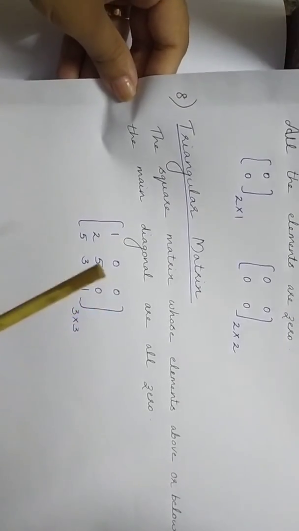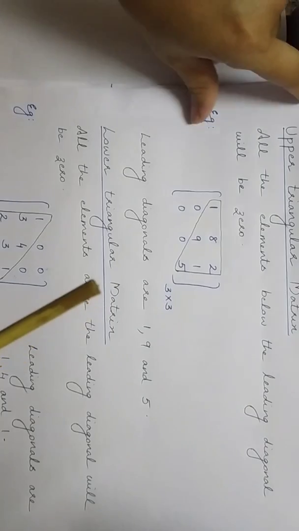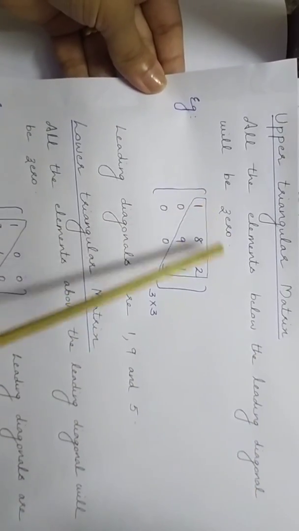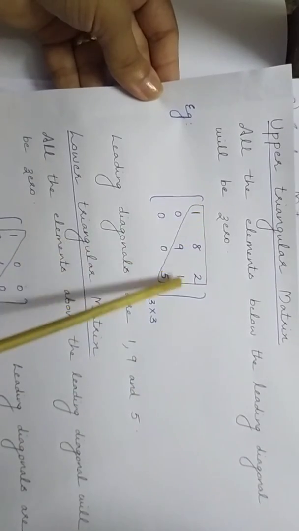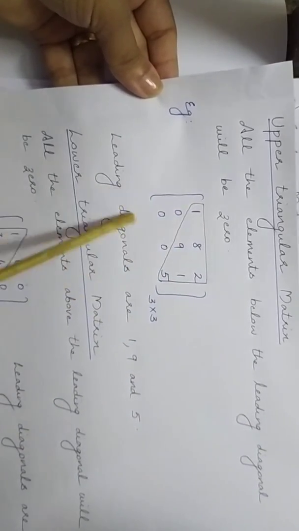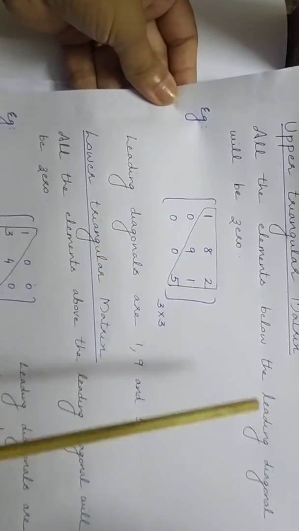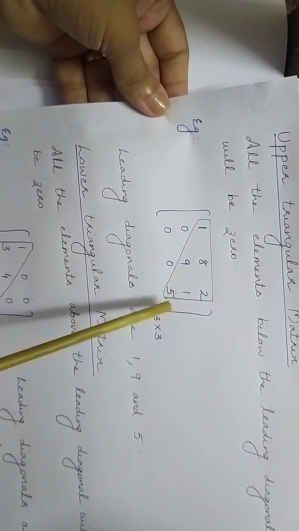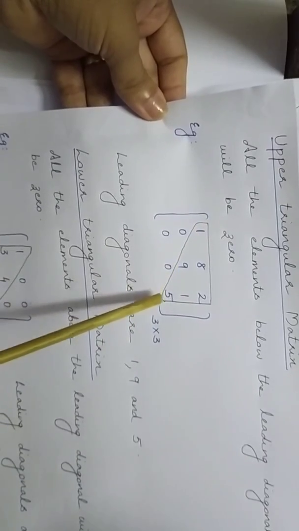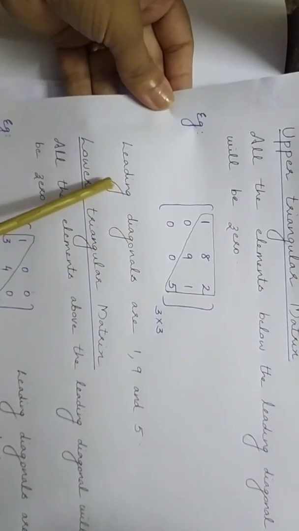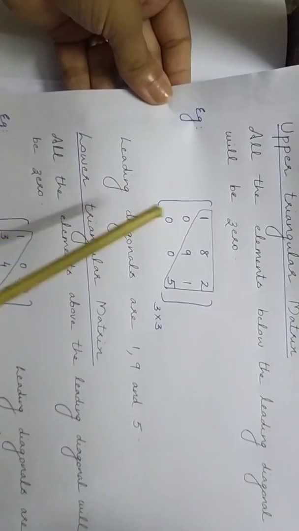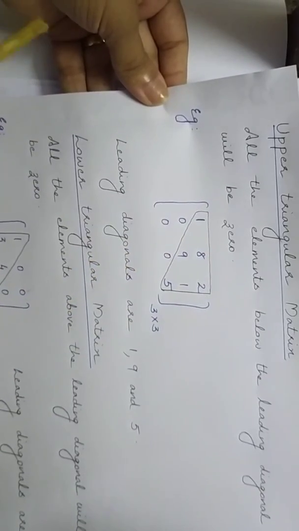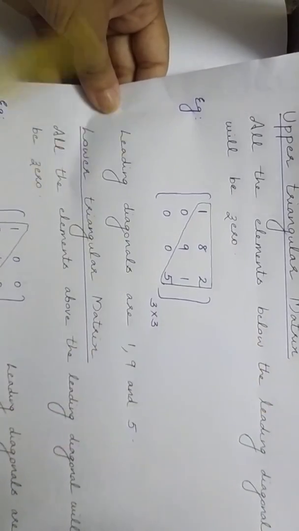Now we are going to study what an upper triangular matrix is. What do you mean by upper triangular matrix? All the elements below the leading diagonal will be 0. So an upper triangular matrix means the values lying below the diagonal elements will all be 0. In this matrix: 1 8 2, 0 9 1, 0 0 5, we know the leading diagonals are 1, 9 and 5. This one is a 3x3 matrix. As we know, the leading diagonals are 1, 9 and 5. So upper triangular matrix means all the elements below the leading diagonal will be 0. This is the meaning of upper triangular matrix.